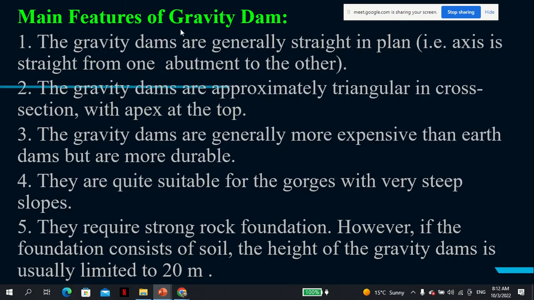Now, main features of gravity dam: they are generally straight in plan. The axis is straight from one abutment to the other. The gravity dams are approximately triangular in cross section, with the apex at the top. I need us to think why.